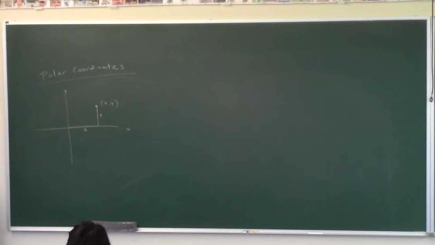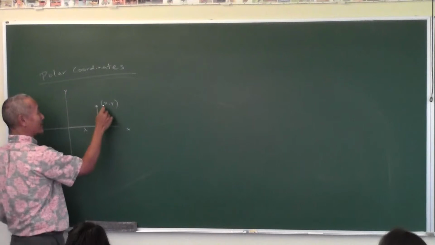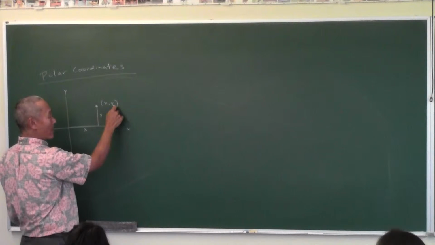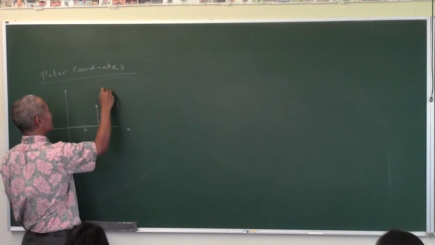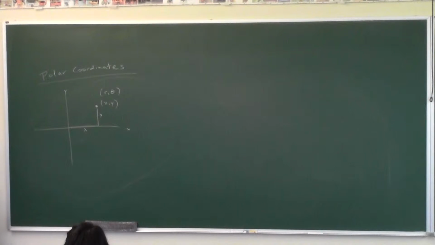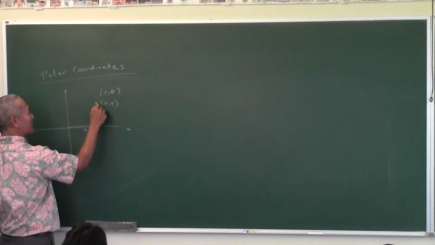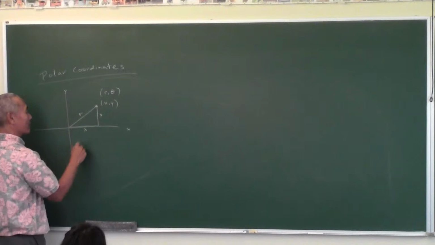So we have another coordinate system. It's called the polar coordinate system. So in the rectangular coordinate system, you have X and Y. But in the polar coordinate system, we have R and theta. It's like you go out a certain distance R and then you turn by theta. So here, let me just tell you what it is. R represents how far you are from the origin.